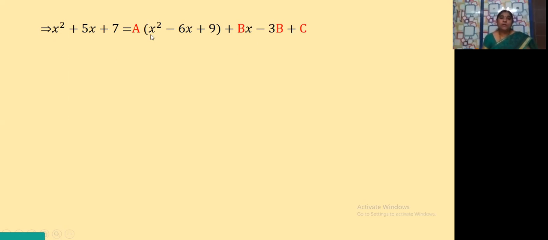Now here we have to find out the constants a, b, c values. So for this kind of sums, what we do is, if you observe the terms, some like terms are there on both the sides. Yes or not? So here x square term is there, here also x square term. Here also x terms are there, here 6x is there, here bx is there, here also 5x is there. So like terms are there. So we have to compare the like terms on both the sides.